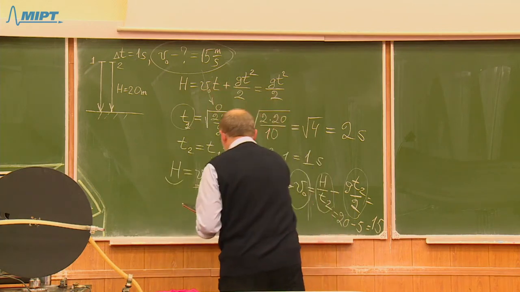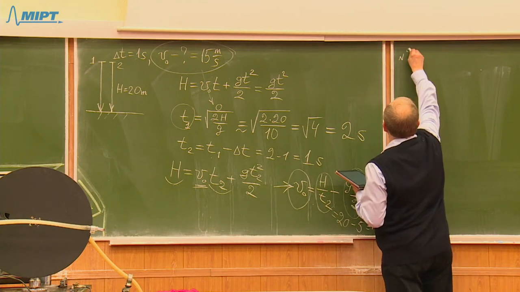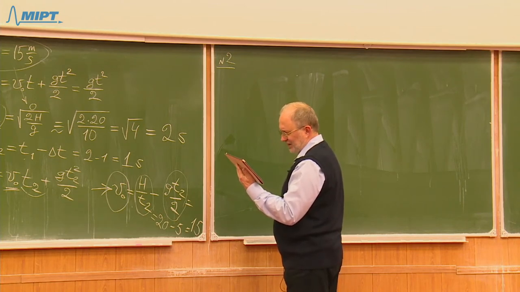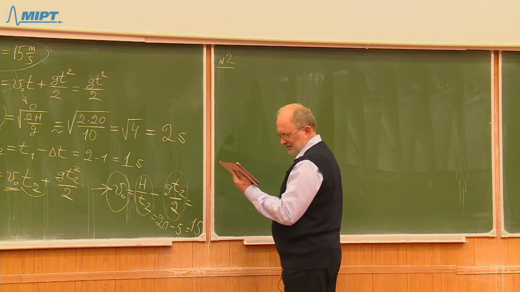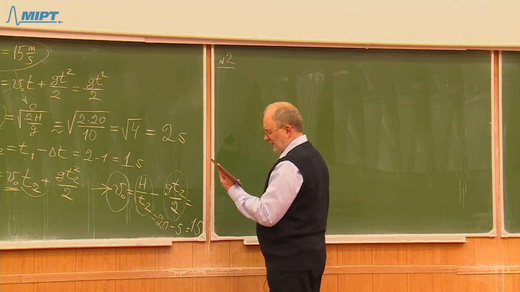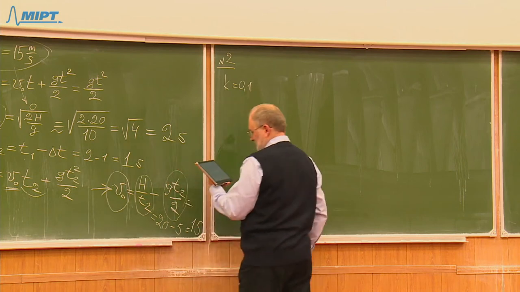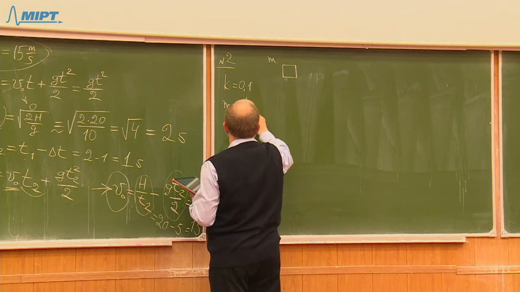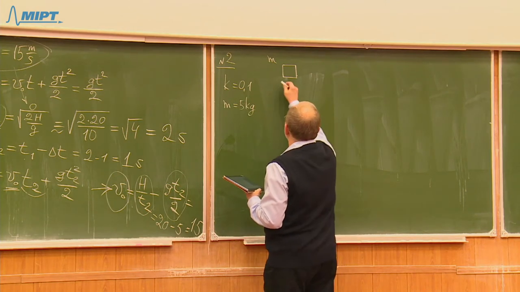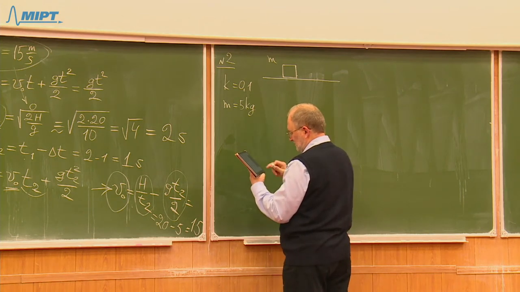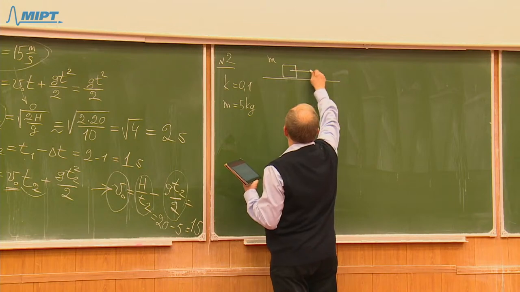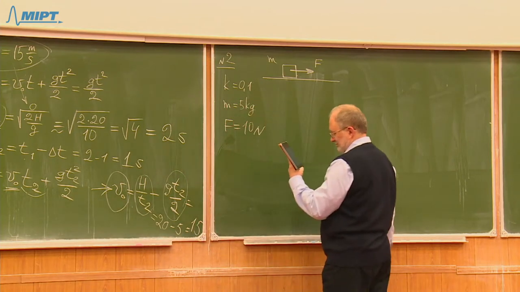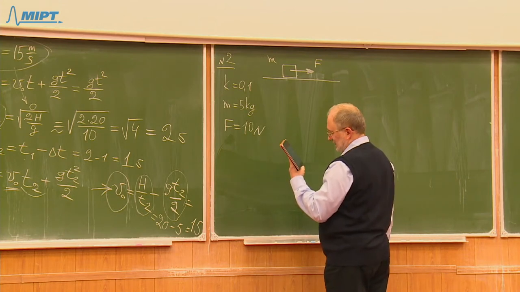OK, next problem, problem number 2. A constant horizontal force of 10 newtons acts on a 5-kilogram bar that can move along a plane horizontal surface with friction coefficient given as 0.1. So we have a bar of given mass m, and the mass is 5 kilograms. And that bar can move along a flat horizontal surface. And a constant force F is applied, which is also given. It's 10 newtons. A constant force F is acting on this bar.